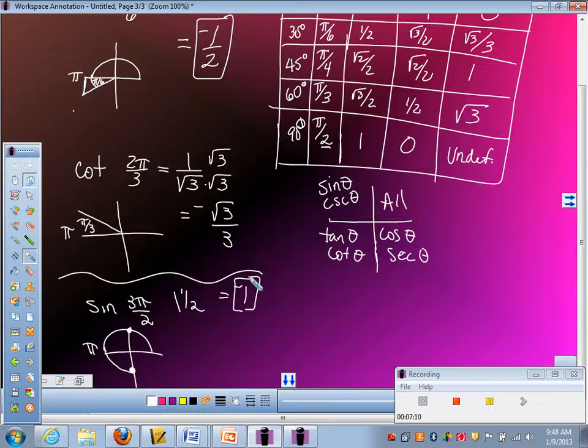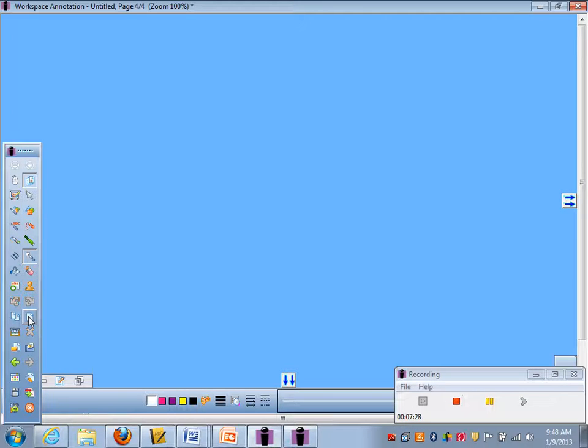Okay, let's do one where we combine several things together. So let's go back to a nicer colored screen. Whoops, but white is not going to work.